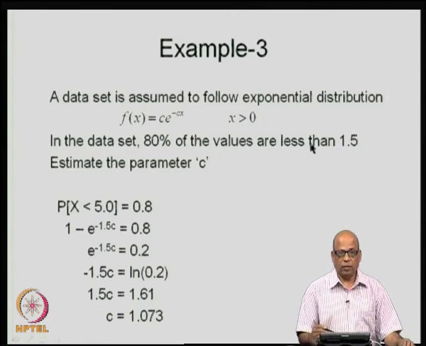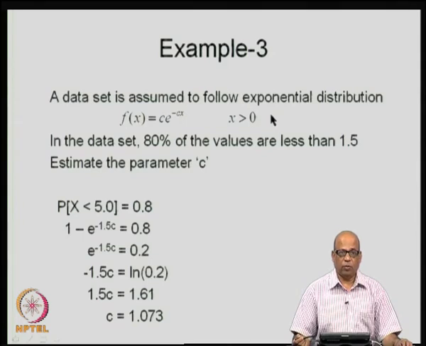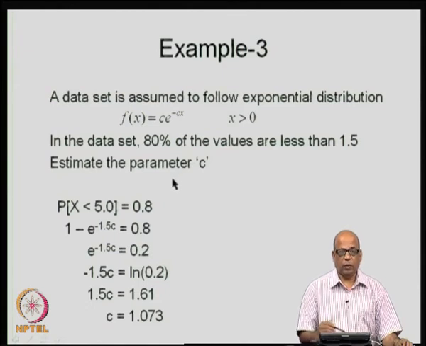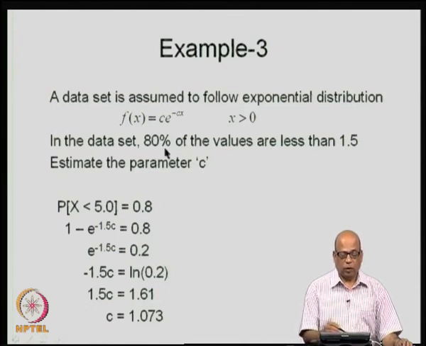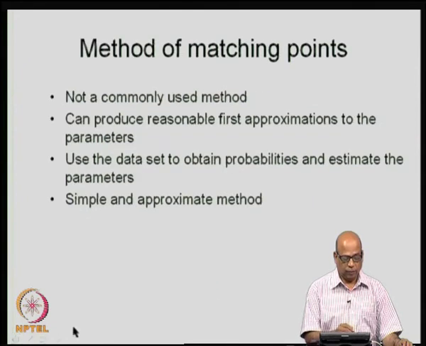Let us take an example here. A data set is assumed to follow the exponential distribution f of x is equal to c e to the power minus c x. Now, from the data set that is available with us, we see that 80% of the values are less than 1.5. So, we use this fact to estimate the parameter c. So, what is it that is given? Probability of x being less than or equal to 1.5 in this particular case.